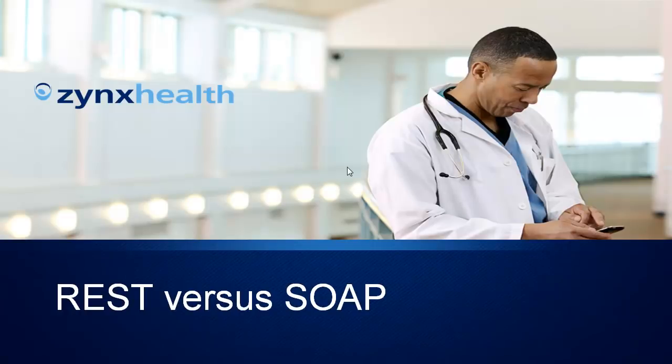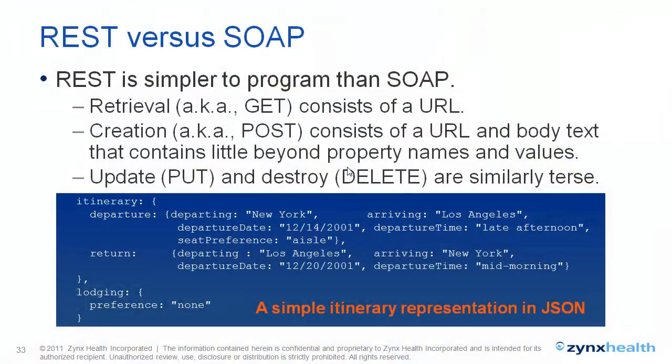So in case you're shopping for web service interfaces, let's briefly cover the REST versus SOAP debate. First of all, REST is simpler, I think, to write code for, since the uniform interface itself is simple. At a bare minimum, getting a resource from a web server is just a GET with a URL. Creating a new one, a POST, is again really just a URL and some text in the body containing property names and values. And PUT and DELETE and the other methods are similarly simple.